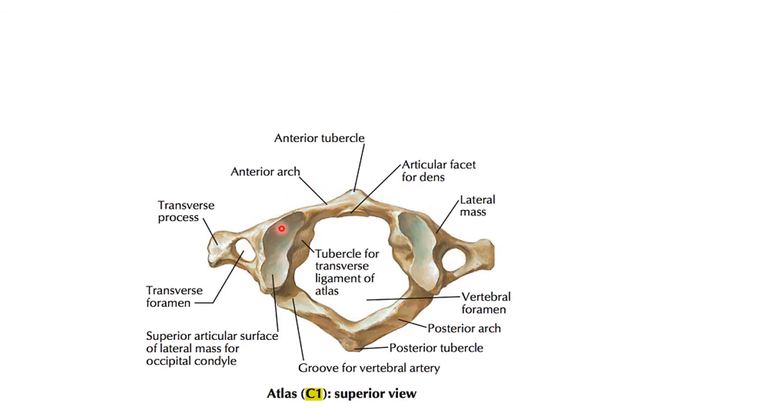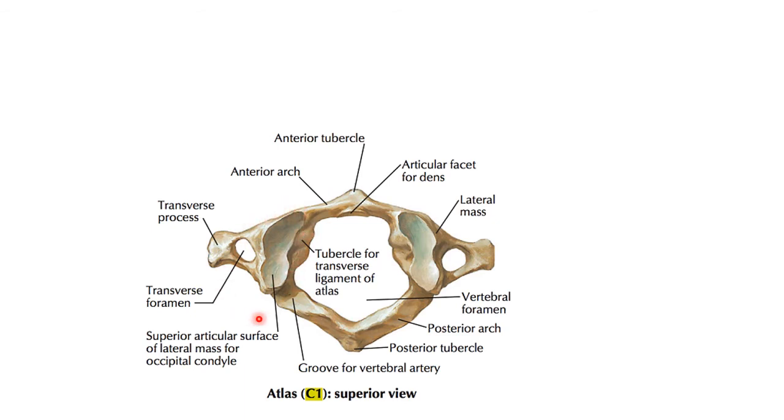It is called atlas because it supports the globe of the head on its shoulders, just like in Greek mythology, Atlas was one of the gods who supported the globe of the earth on his shoulders. It has no body or spine. It is just a ring, so it is ring shaped with no body or spine.